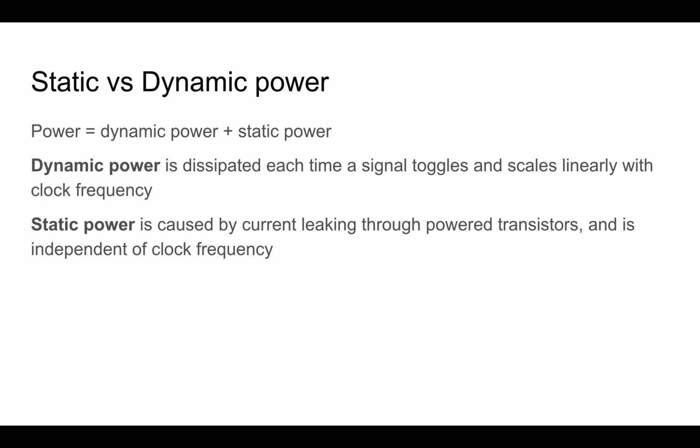So why is it that in the table I showed, slower clocks use less power while faster clocks use less energy per clock tick? Well, on CMOS chips, power can be divided into dynamic and static power. Dynamic power is dissipated each time a signal toggles and scales linearly with clock frequency. On the other hand, static power is caused by current leaking through power transistors and is independent of clock frequency.